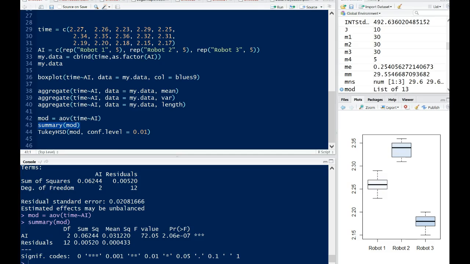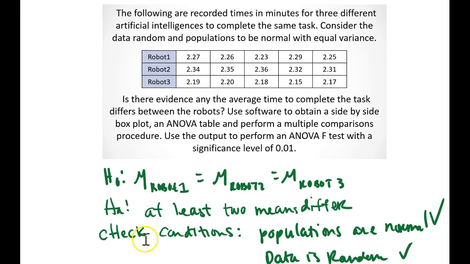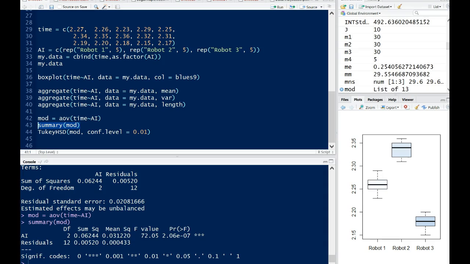So if we look back to our original assumption, we can see that this was our null hypothesis. We're definitely able to reject the null hypothesis at a significance level of 0.01, and we could see that at least 2 of the means differ. So there's convincing evidence in favor of our alternative hypothesis. Now we want to see which means differ significantly and by how much.